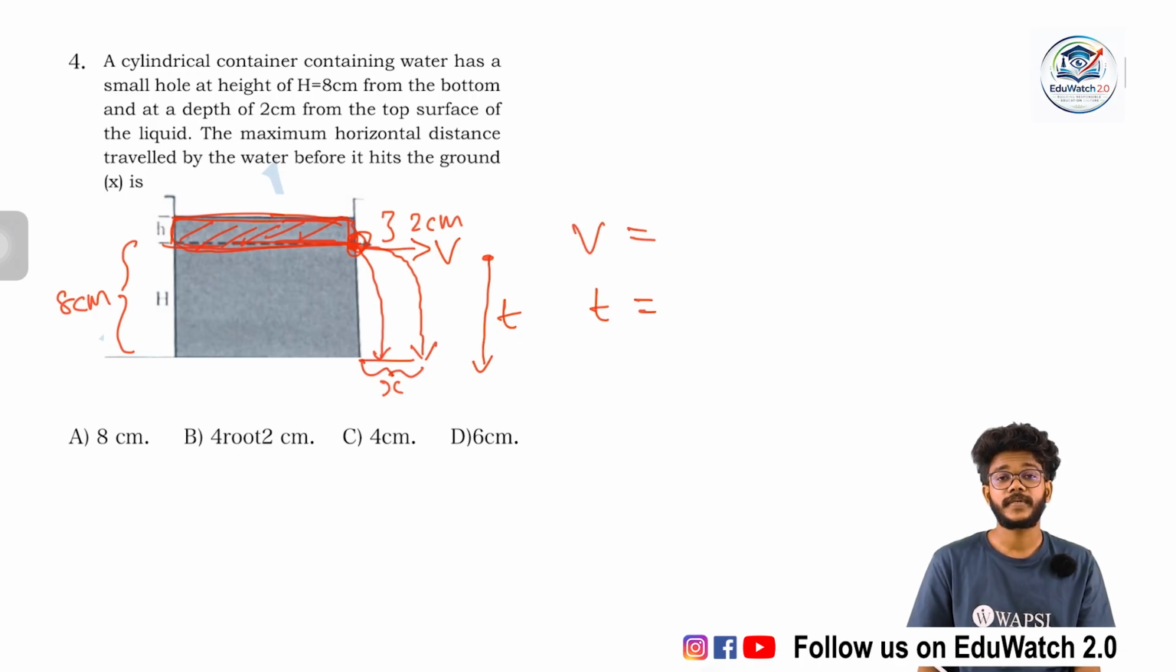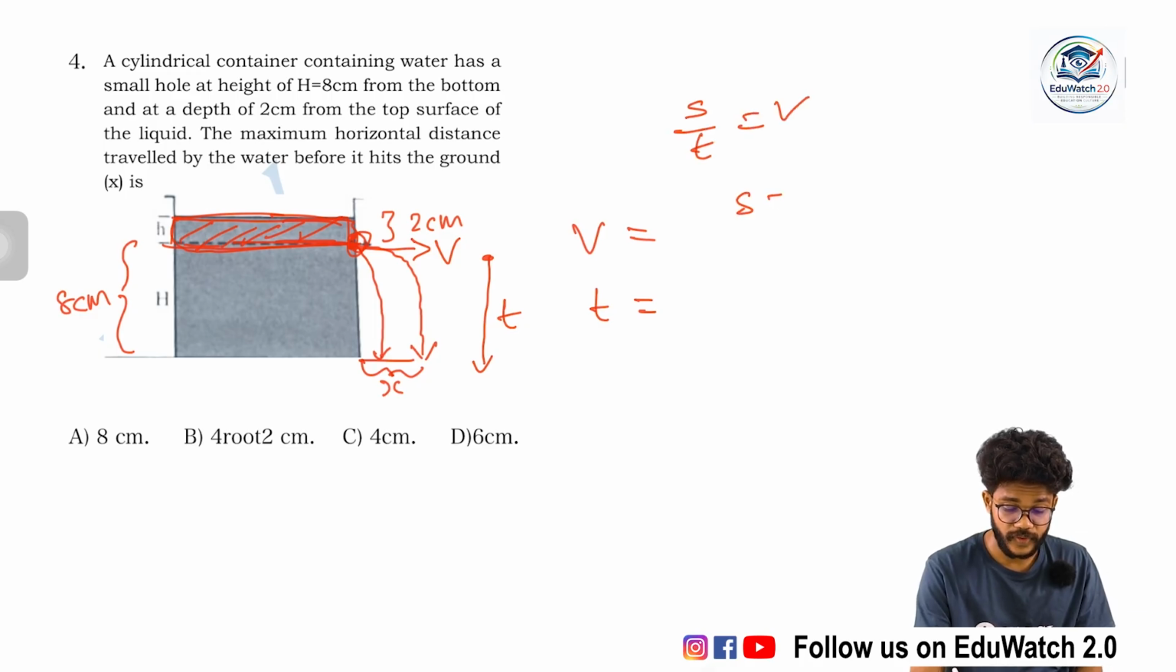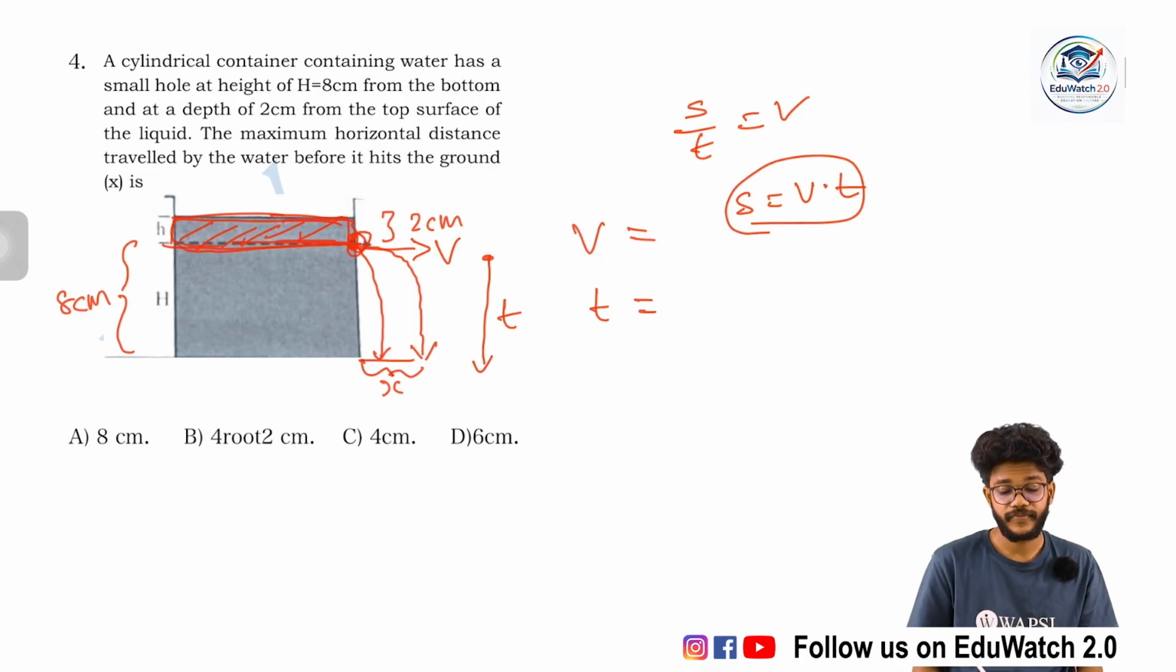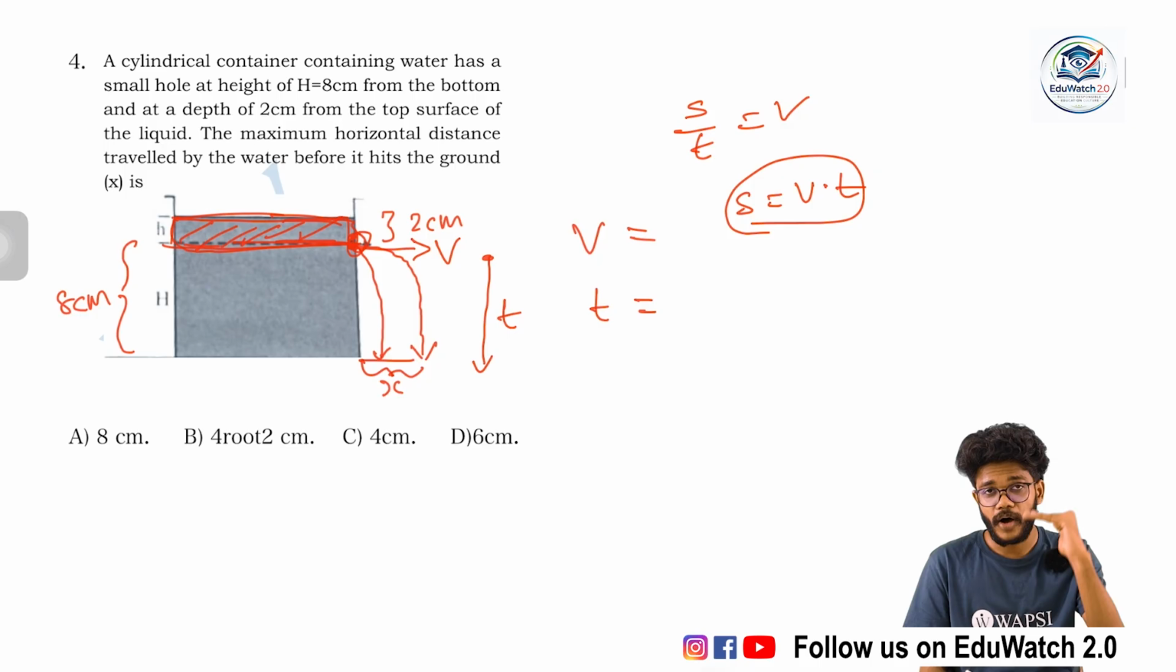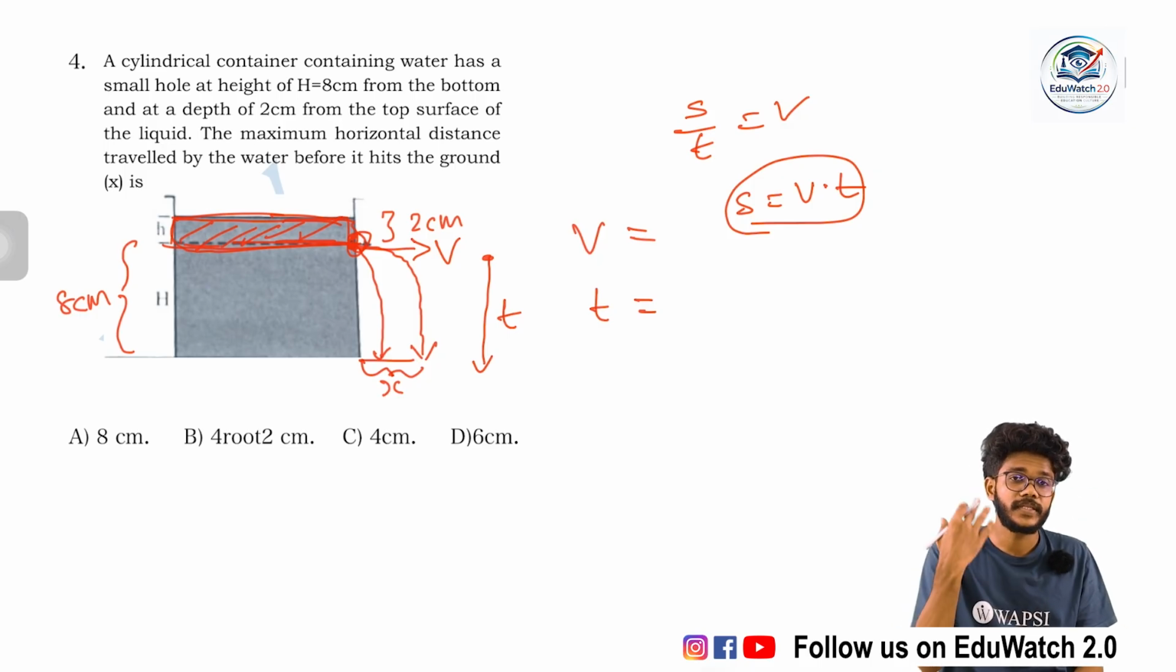Okay, then the displacement is nothing but v into t. So s by t is velocity, so s is equal to v into t. So if we know the ejecting velocity, and if we know the time, then s is equal to vt. So how can we find the ejecting velocity? We know that the mass stored above the hole will give sufficient energy to the particle.